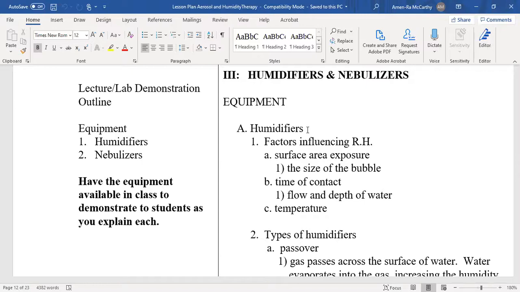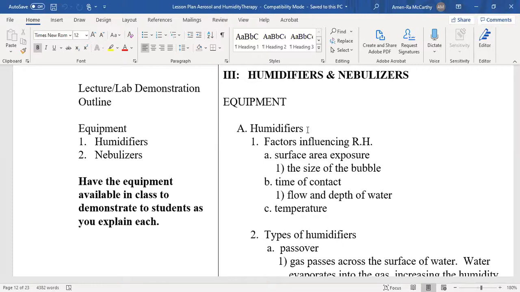We said that the alveolar gas has 100% relative humidity because at 37 degrees Celsius, a gas has the potential to hold 44 milligrams per liter of water vapor. And it is holding 44 milligrams of water vapor, so that's 44 over 44 times 100, which gives us 100% relative humidity, also known as completely saturated.